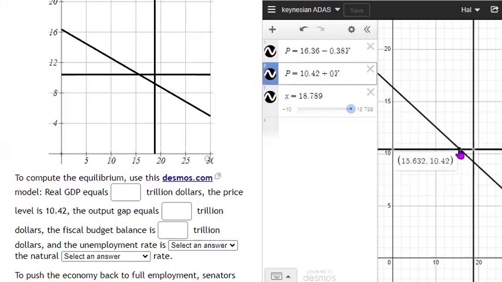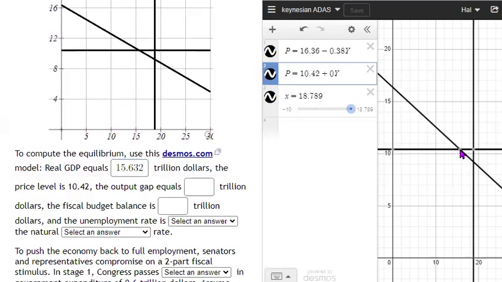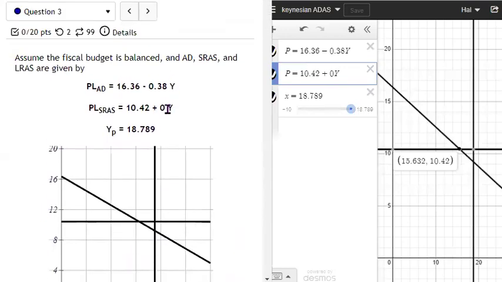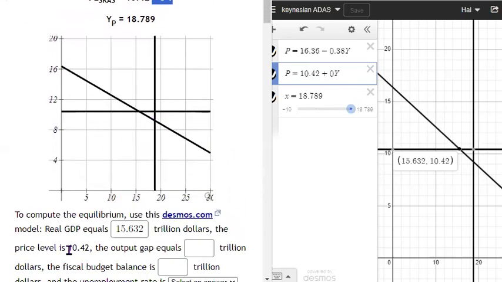Equilibrium real GDP level in my model is 15.632. That's the intersection of short run aggregate supply in the Keynesian model and aggregate demand, right? The price level is 10.42. It's given to you right here. The slope of the Keynesian short run aggregate supply curve is 0, so this is a fancy way of saying 0. So the price level is just 10.42. That's why it's a flat line here, and that's why I give it to you here.